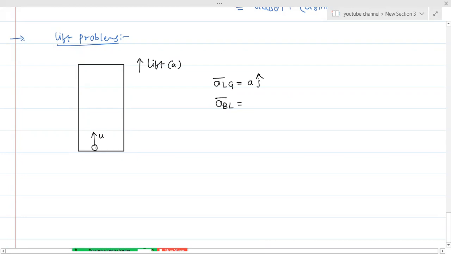So this is the body. It is moving upwards. When it is moving upwards, actually it is under the gravity, so therefore minus g into j cap.